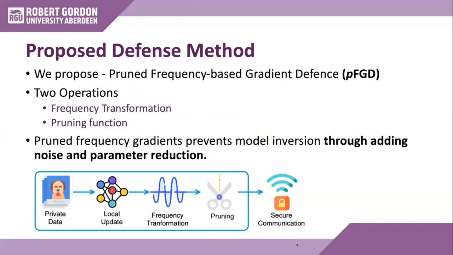If you move on to our proposed defense method, we propose prune frequency-based gradient defense, PFGD. Here we perform two operations, frequency transformation and a pruning step. The gradient inversion attacks are prevented by adding noise and the parameter reduction step by doing the pruning. If you look at the diagram below, after the local update, we would do a frequency transformation on the updated gradients and then a pruning, and then we would communicate it to the server.